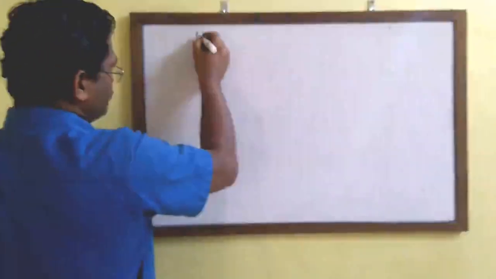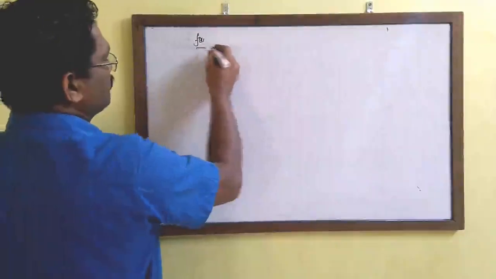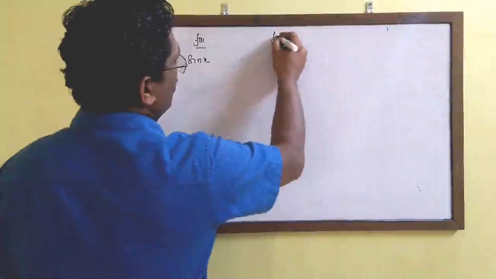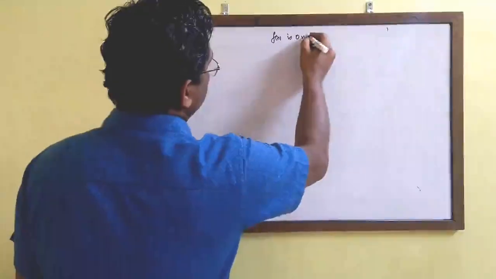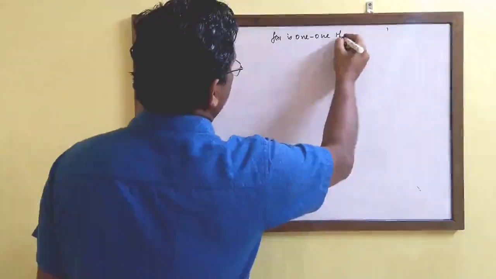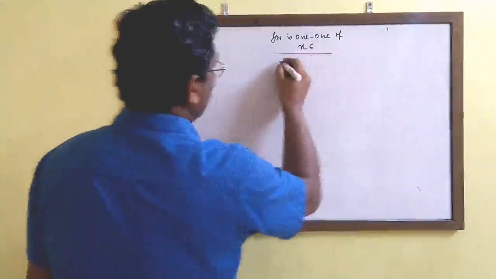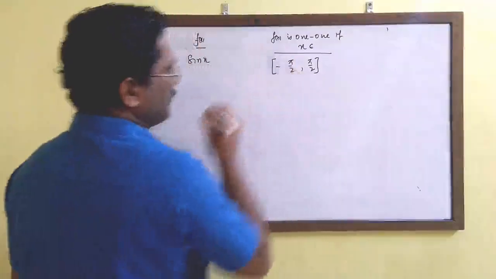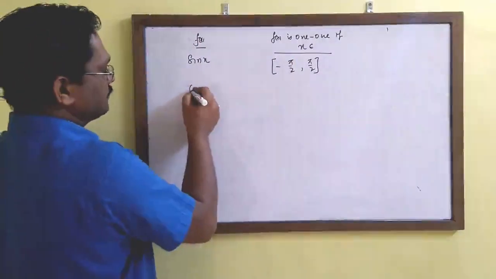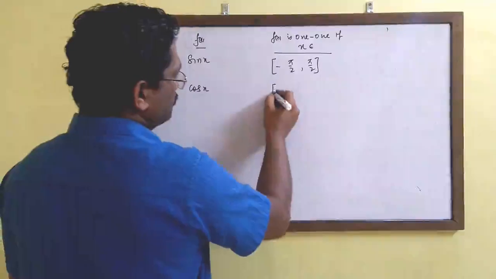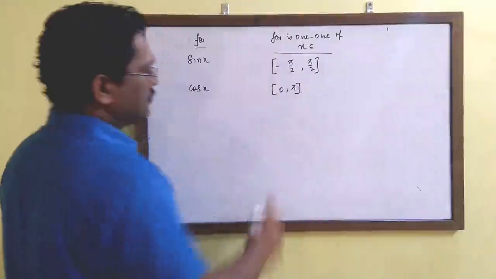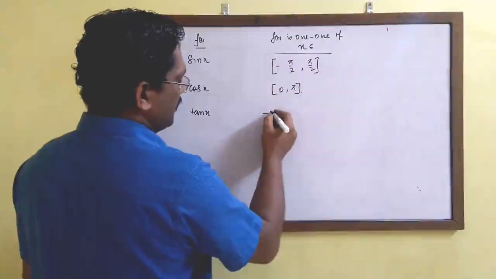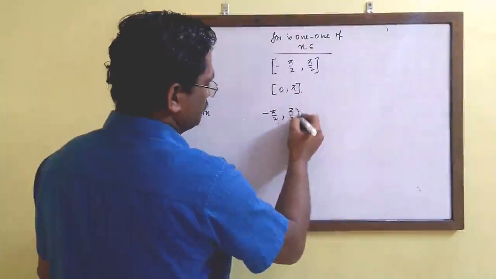Now I'll write down certain functions, say f(x). If I take f(x) as sin x, now f(x) is one-one if x belongs to minus pi by 2 to pi by 2. Now this is the principal interval taken into consideration. For the function cos x, the interval to be taken into consideration is 0 to pi. For tan x, this interval is minus pi by 2 to pi by 2.